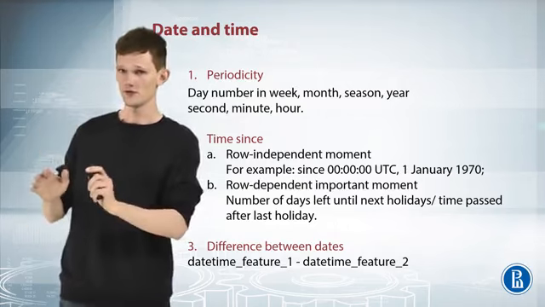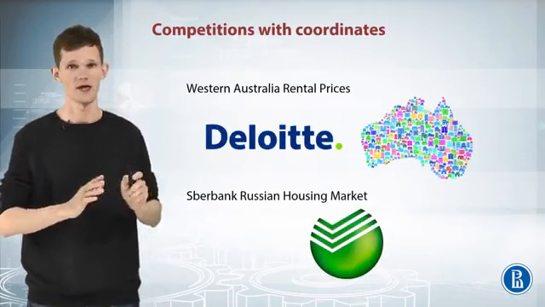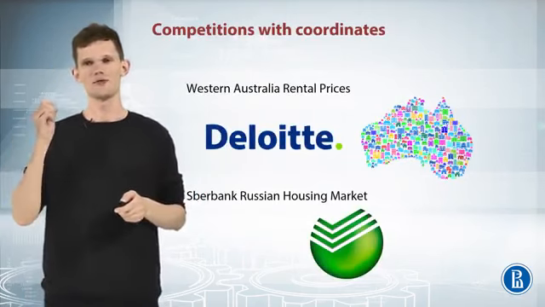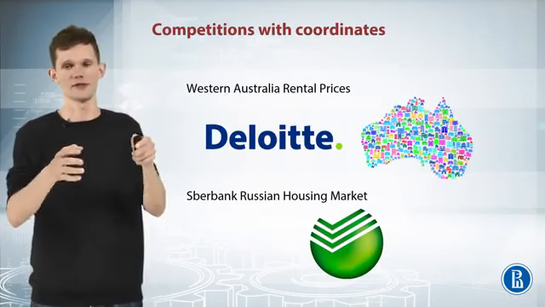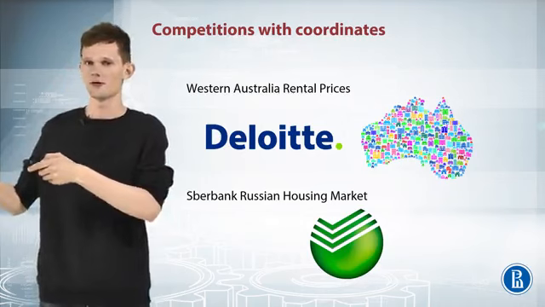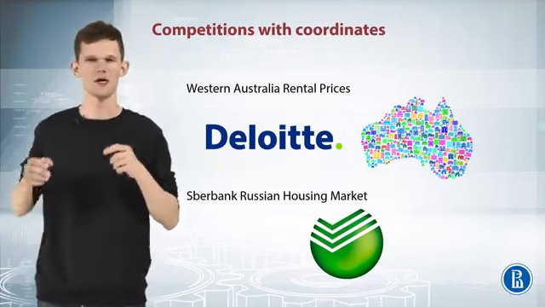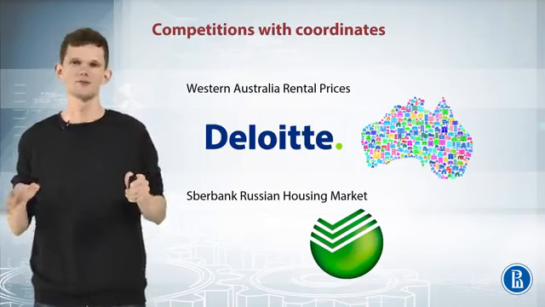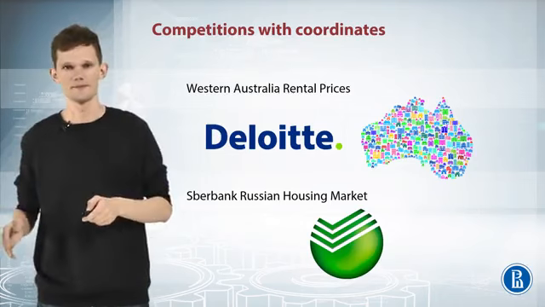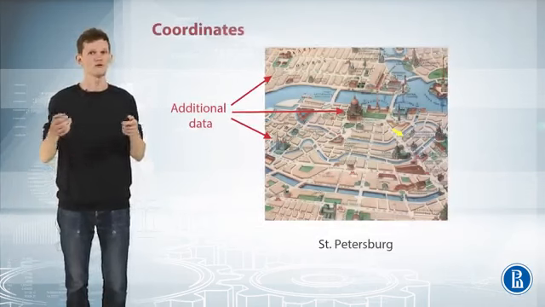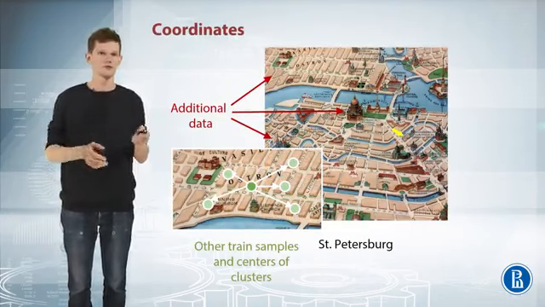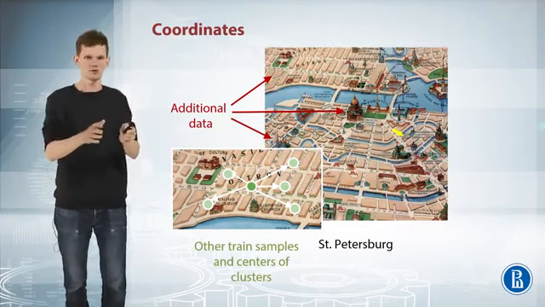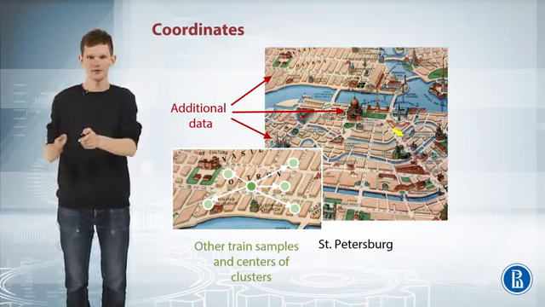Now, having discussed feature generation for datetime, let's move on to feature generation for coordinates. Let's imagine that we are trying to estimate the real estate price, like in the Deloitte competition named Western Australia Rental Prices, or in the Sberbank Russian Housing Market competition. Generally, you can calculate distances to important points on the map. See this wonderful map. If you have additional data with infrastructural buildings, you can add as a feature the distance to the nearest shop, to the second by distance hospital, to the best school in the neighborhood, and so on.